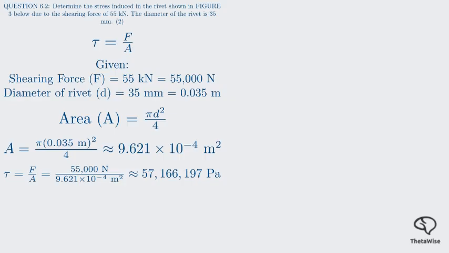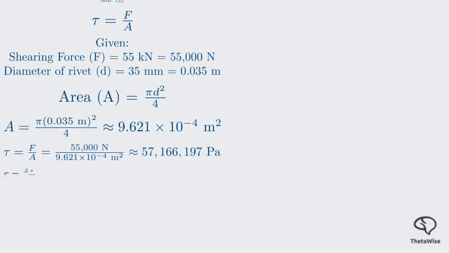The memo's answer can be obtained by using the formula τ equals 4F over πD² directly. This is because A equals πD² over 4, so when you substitute it, the 4 comes to the numerator. Let's try that to match the memo. Tau equals 4 times 55,000 newtons, divided by pi times 0.035 meters squared. This gives us the same value, which we can round to 57.166 megapascals. Both methods are correct and yield the same answer.